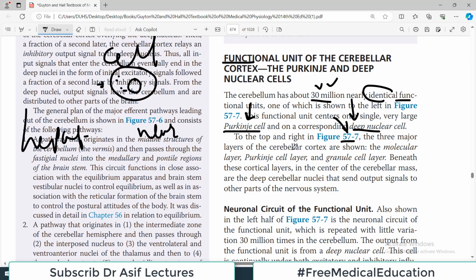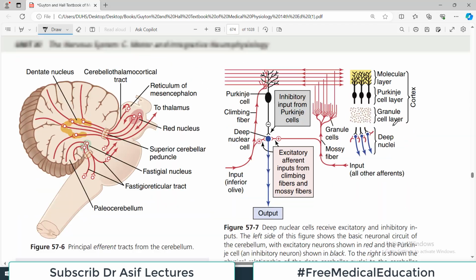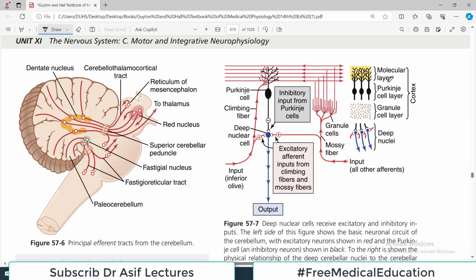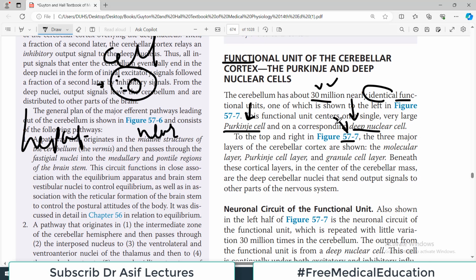There are 3 major layers in the cerebellar cortex which are shown in this figure: molecular, Purkinje and granular. So if you see here, these are the 3 layers which are shown here: molecular, Purkinje and granular. So this is all the cerebellar cortex. Fix these 3 layers in your memory now, and in a little while we will talk about them in more detail.